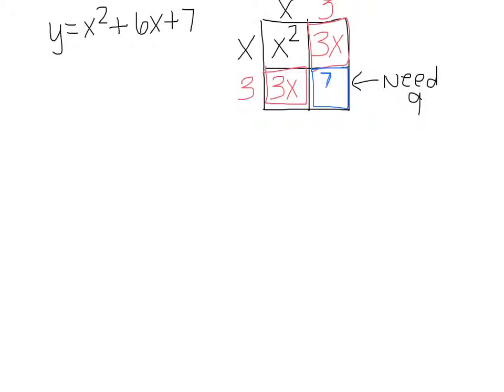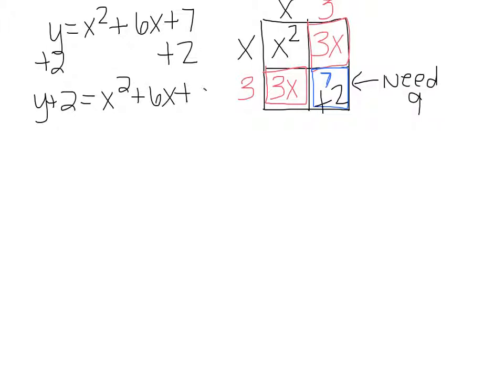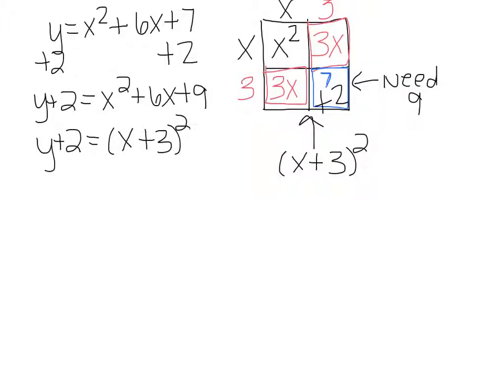So we need to add 2 more. But again, if we add 2 to this side, we need to add 2 to this side. So this brings us to y plus 2 is equal to x squared plus 6x plus 9. But we know that x squared plus 6x plus 9 is the same thing as this square here, which is also represented as (x plus 3) squared.